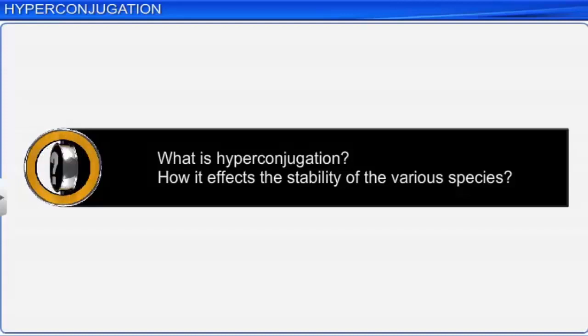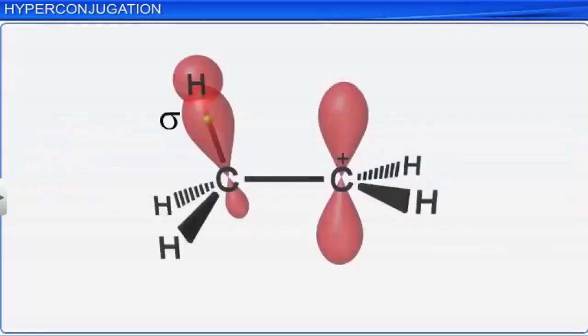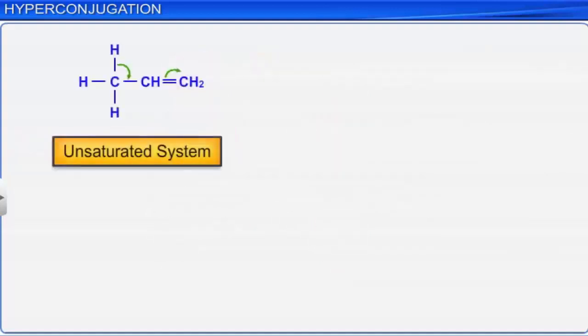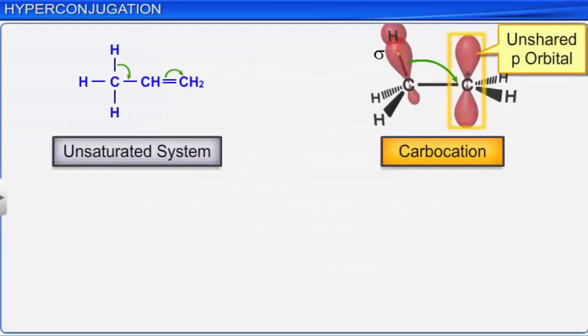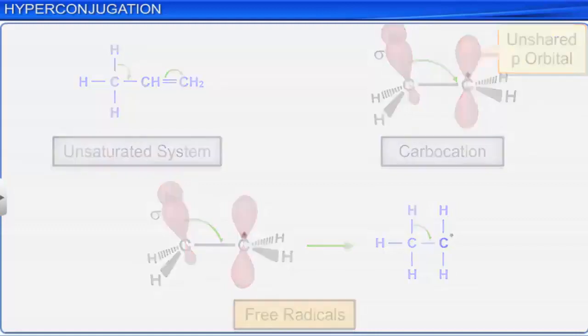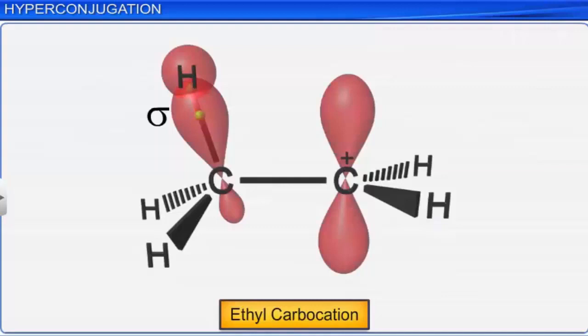Let's learn what hyperconjugation is and how it affects the stability of the various species in detail. A general stabilizing interaction which involves the delocalization of sigma electrons of a C-H bond of an alkyl group directly attached to an unsaturated system or to a species with an unshared p orbital, such as carbocations or free radicals, is known as hyperconjugation. Hyperconjugation is a permanent effect. Let us take the example of ethyl carbocation to explain this effect.